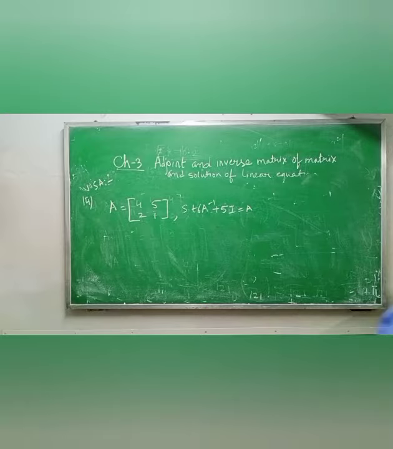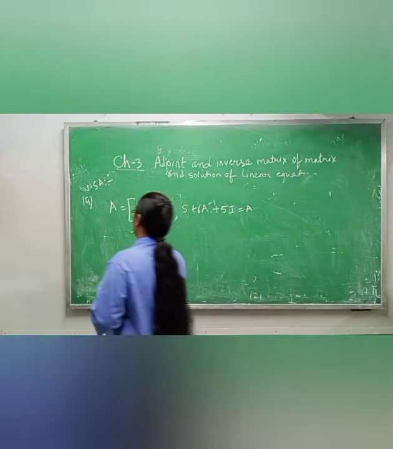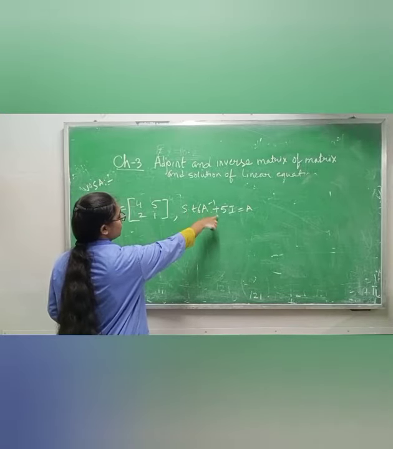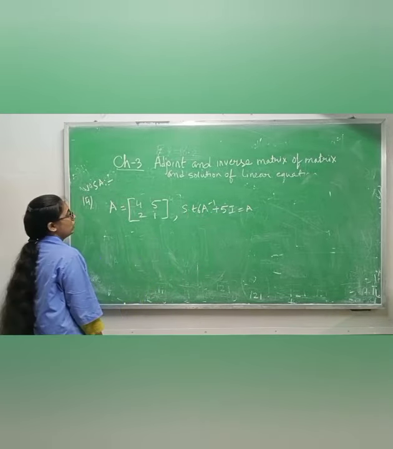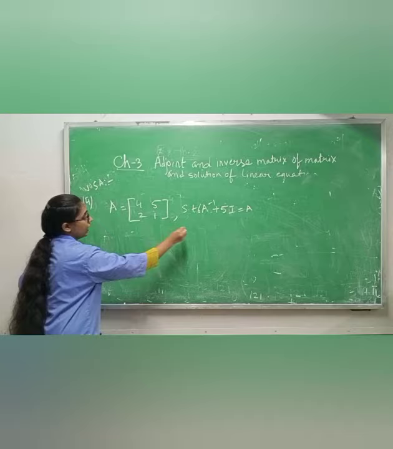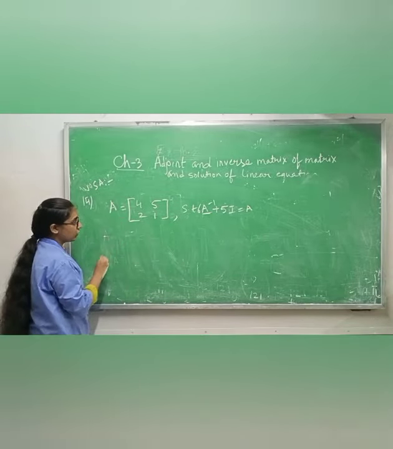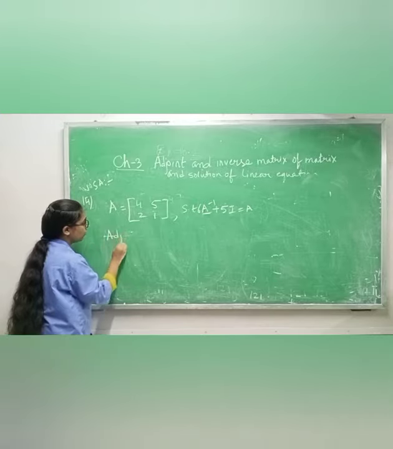Now class 12, see question number 14, very short answer. They are telling you A equals to this. Show that 6A inverse plus 5I equals to A. Okay, so first of all we have to find A inverse. To find A inverse, first we have to find adjugate A. How we will find adjugate A or adjoint A?